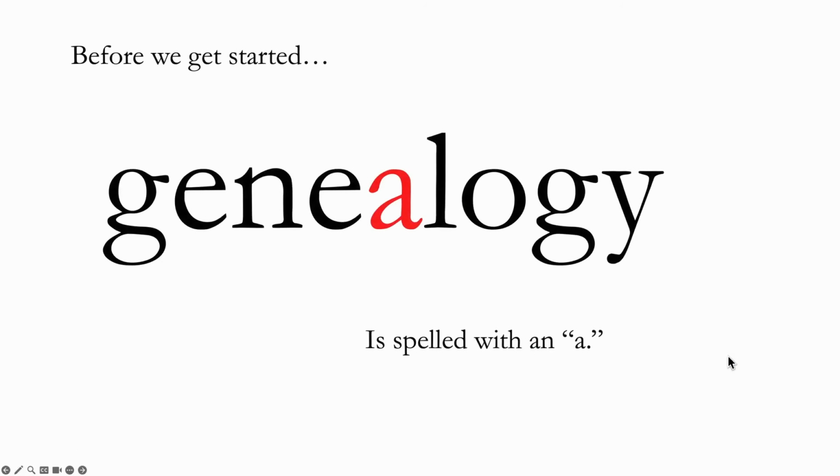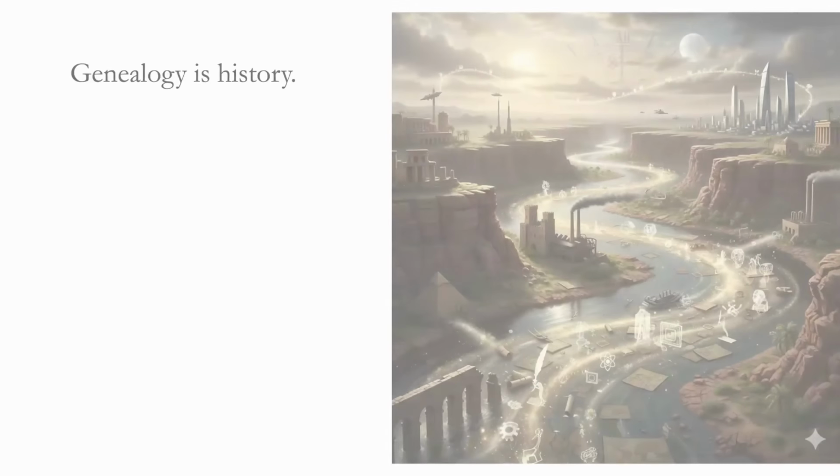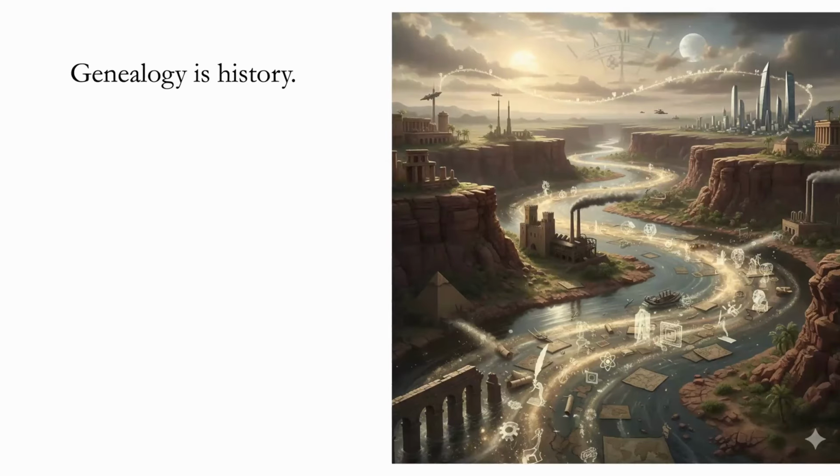Before we get into the whole nitty gritty of this, genealogy is spelled with an A. I use this genealogy word in my internet email address, and every time I tell somebody my address, I have to spell genealogy out and make sure they spell it correctly. People tend to spell it with an O, like many of the other ologies out there. So I'm just kind of reminding everybody that we do spell it differently. And also, a nice reminder that genealogy is history.